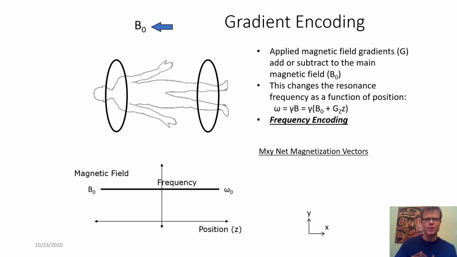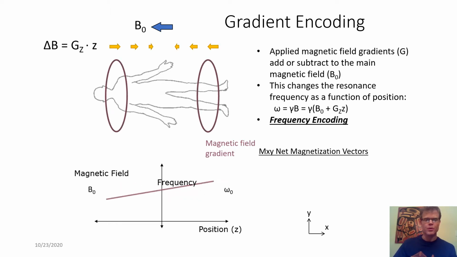In this example, we normally just have our main magnetic field B0. All this magnetization is rotating at the same resonance frequency. We turn on a magnetic field gradient, which leads to this relationship here between the resonance frequency and position. Now I have this linear relationship, this gradient across position of the magnetic field, which leads to a change in resonance frequency as a function of position.